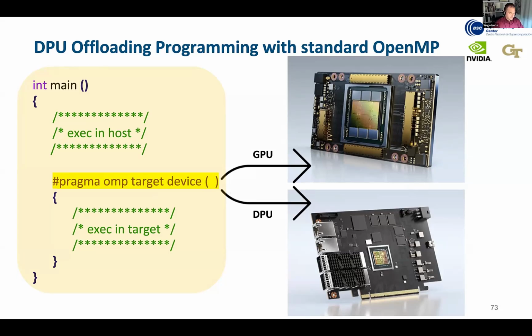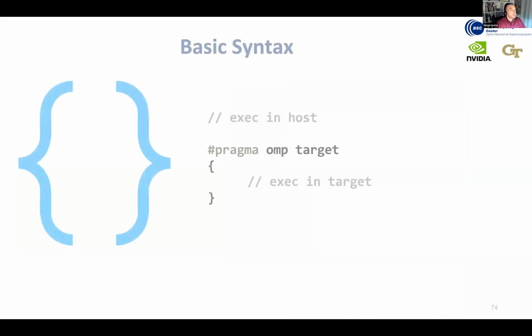As we do when we offload our kernels to the GPUs, we could do the same to the DPUs. Using the pragma omp target syntax, we can offload the code to the DPU. The pragma OpenMP target offloads everything within the brackets to the target device.